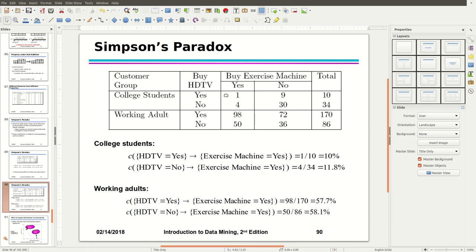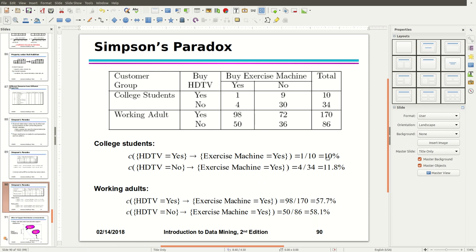So if you look at this, college students, HDTV yes, exercise machine yes, 10% of the time. So if you look at confidence again for HDTV no, exercise machine yes. So I'm splitting into college and working adults. If you pay attention, I'm doing the same thing. So it is 11%, not so much difference, slightly in fact almost negative.